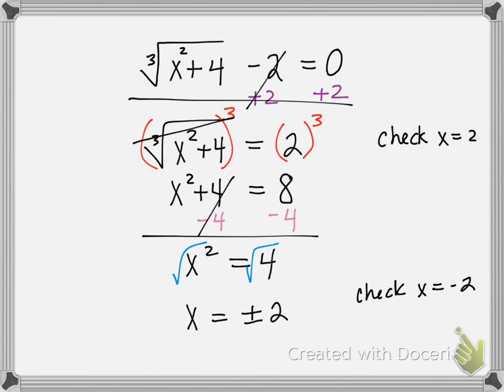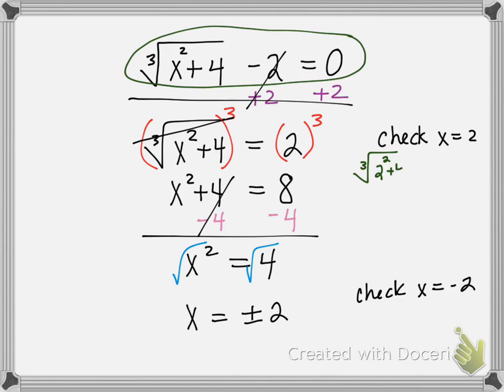We're going to be plugging in positive 2 into the original equation here and making sure we get a true statement. So it's the third root of, and we're plugging in 2 for x, so 2 squared plus 4, and then minus 2 must be equal to 0. Underneath this third root, 2 squared is 4, plus 4 more is 8. So I have the third root of 8. The third root of 8 is 2, and 2 minus 2 is equal to 0. So positive 2 is a solution.